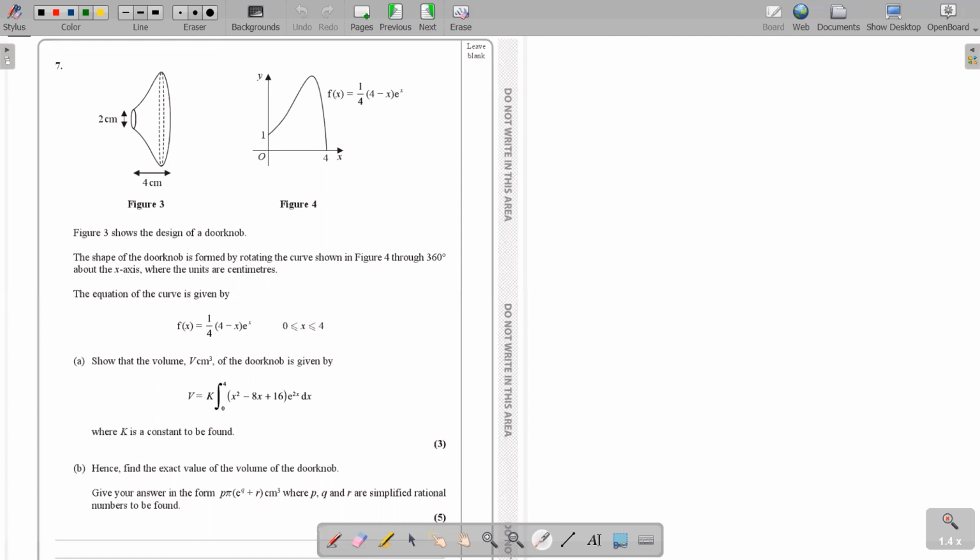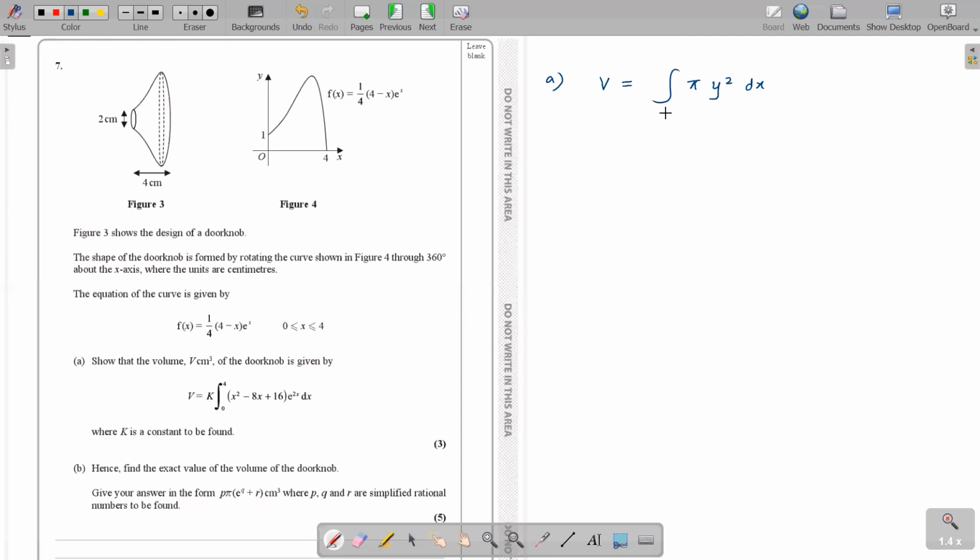So I think you can see how the doorknob has been formed, right? The curve is given, you rotate it 360 degrees and you create this 3D shape. So how do we get the volume? This is, by the way, not parametric. You can see it's a Cartesian equation. y and x are together. So what's the volume equation? Volume is equal to the integration of pi y squared dx. Is that correct?